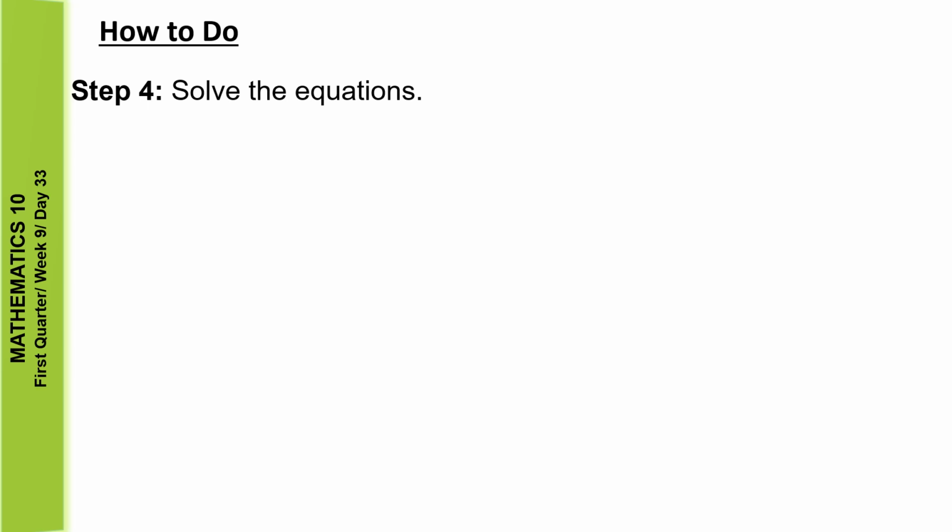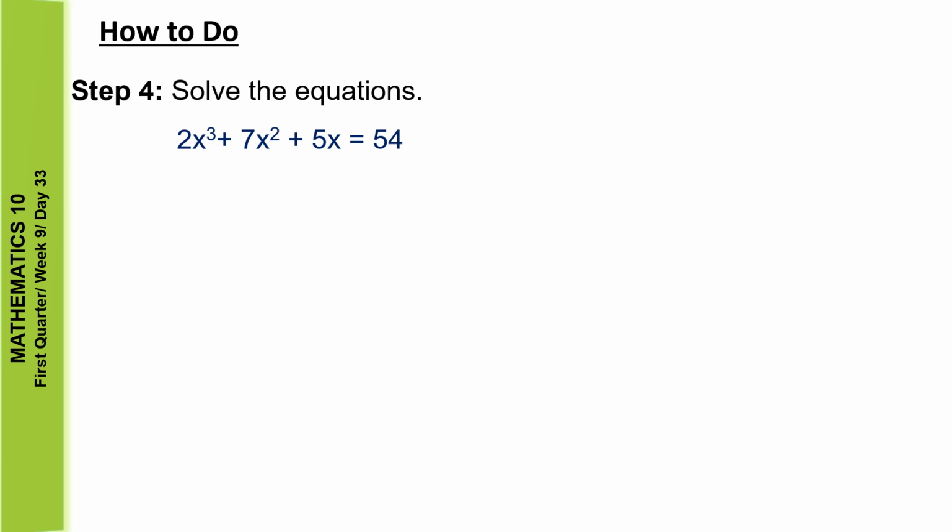For step 4, we are going to solve the equation. In this case, in our equation 2x cubed plus 7x squared plus 5x equals 54, we are going to apply what we learned on how to solve polynomial equations. Since you are required to find positive integers, you may not include negative numbers and fractions in your list of possible rational roots.